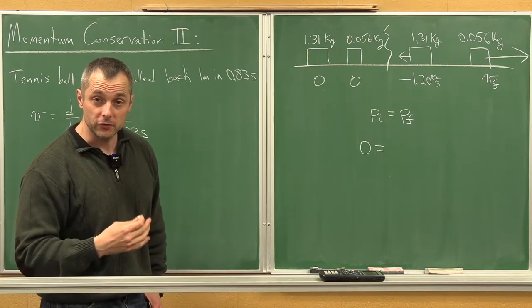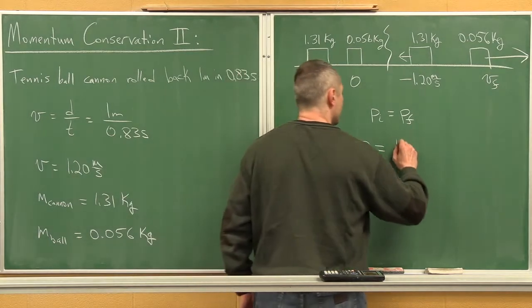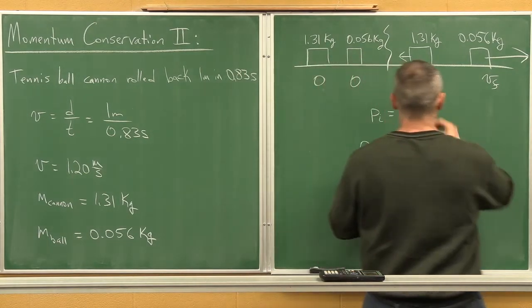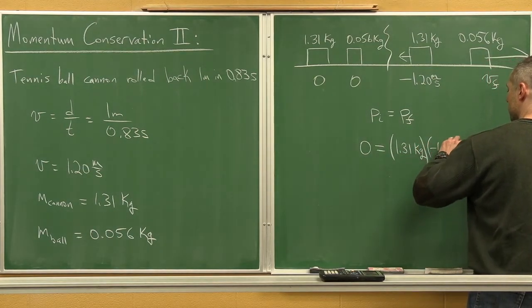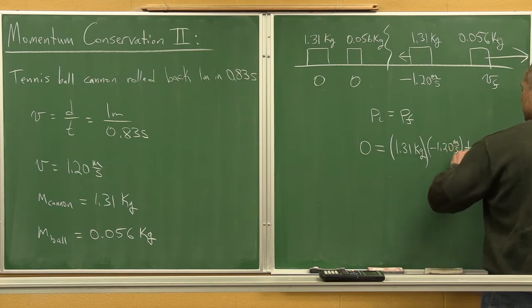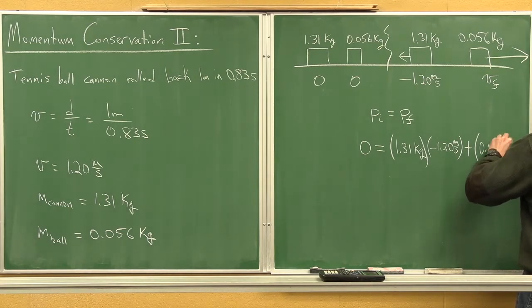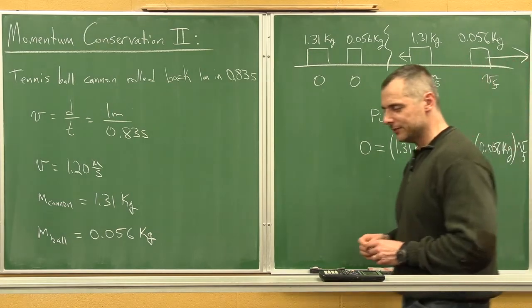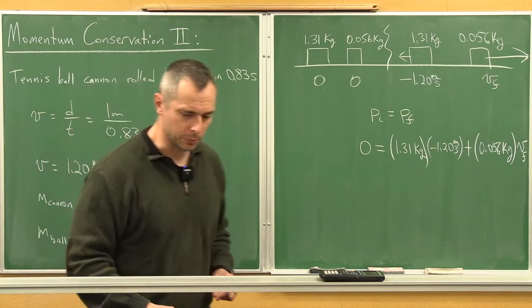What about the momentum of the system after? What is it? 0 again, right? 1.31 kg, negative 1.2, plus the tennis ball term. I should have started a little bit more to the left. So now I just need to solve for V final of the tennis ball.